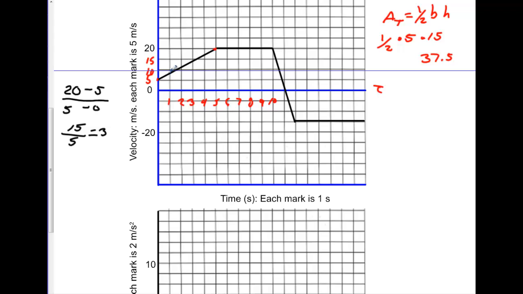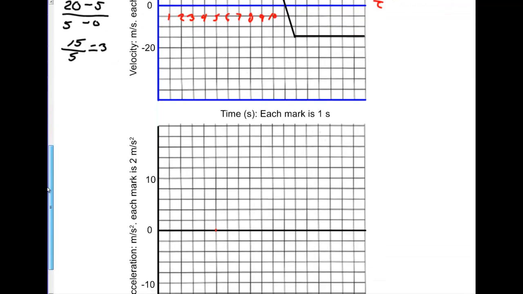So what that means is the acceleration, or the slope, of this line right here is going to be 3 meters per second squared. And the reason it's going to be 3 meters per second squared is because your velocity is in meters per second and you're dividing by a time that's in seconds.